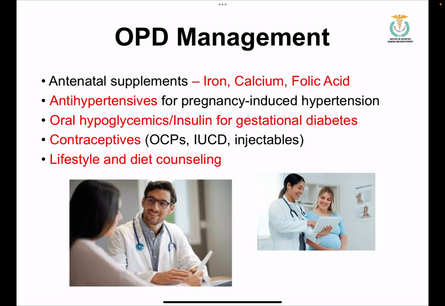So how can you give advice and manage the condition at the OPD level, for example gestational diabetes, by prescribing diet and exercise first, and then oral medications or insulin if needed. Next comes contraception like OCPs, IUCD, and injectables. We can prescribe OCPs, IUCD, and injectables depending on the patient's stability. Then the last one is lifestyle and diet counseling.